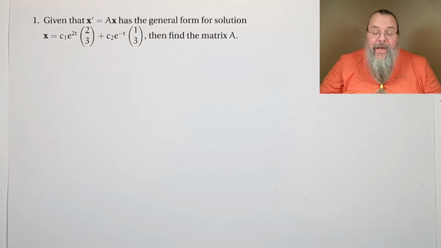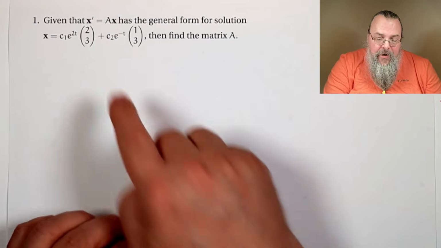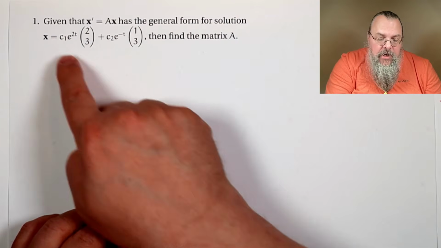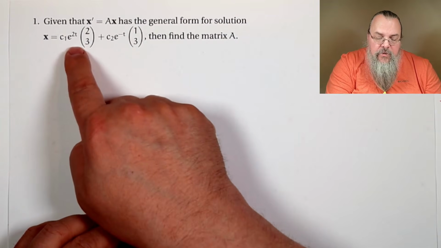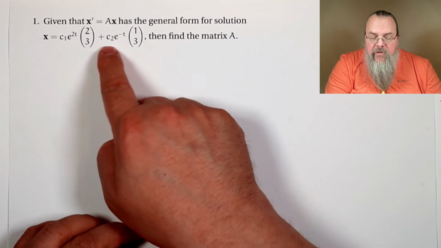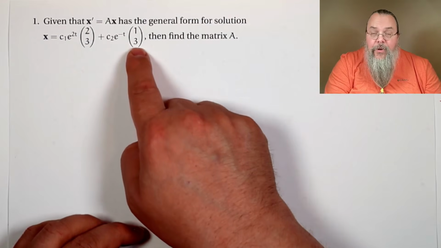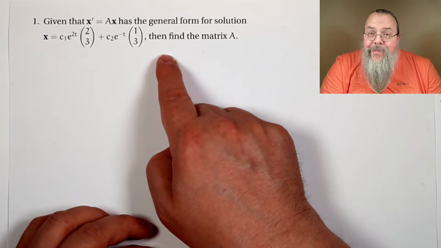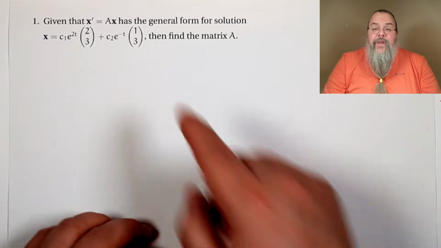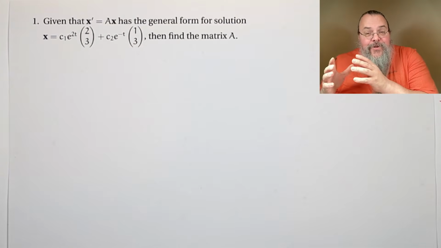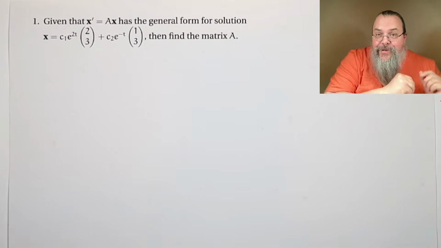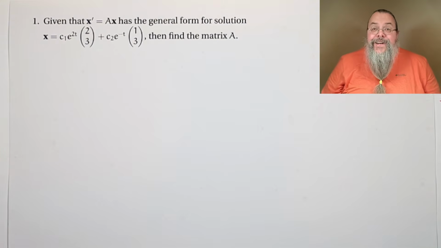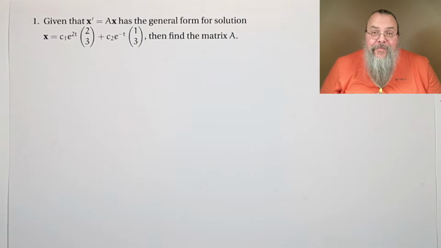Number 1. We're given that x prime equals Ax, and it has the general form for a solution: x is some constant times e to the 2t times (2, 3), plus some other constant times e to the minus t times (1, 3). And we're asked to find the matrix A. So we have the solution. What's the problem? All right, so how do we do it? How can we find this?